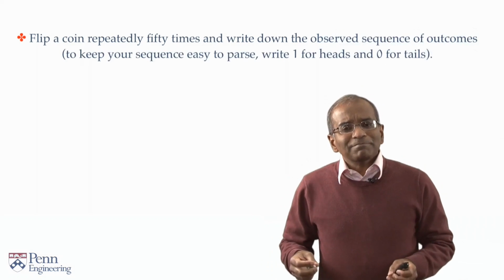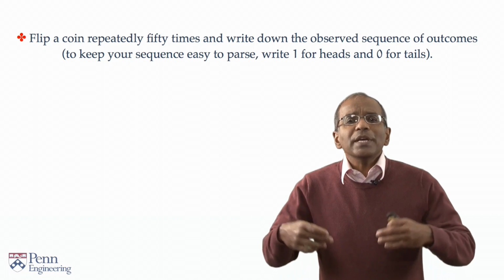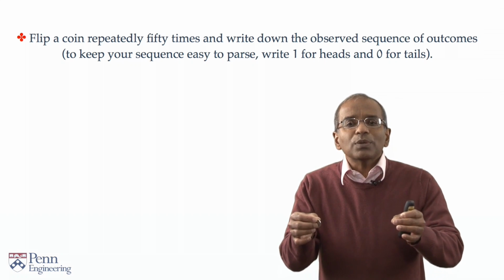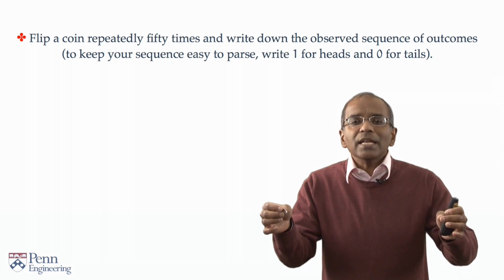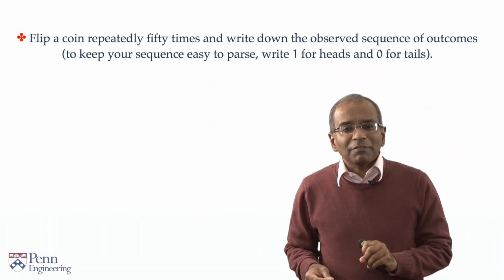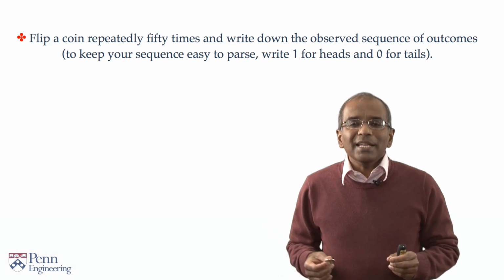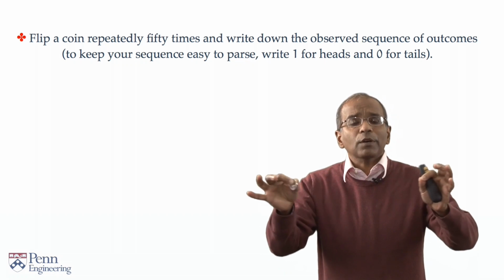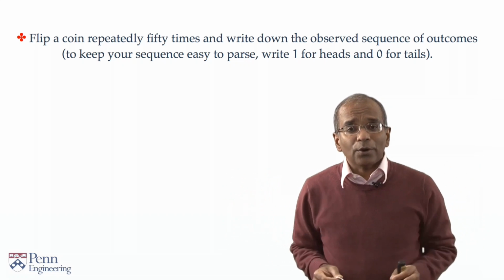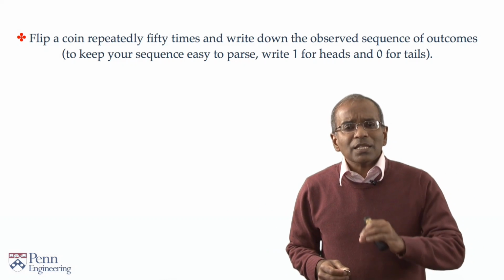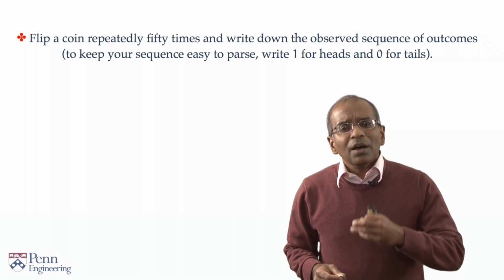Do the following. Take a coin, toss it repeatedly 50 times, and write down the sequence of successes and failures, heads and tails, that you observe. To keep life simple for yourself, write 1 for a head and 0 for a tail, and so what you will write is a long string of 50 ones and zeros. Do this now. Pause the lecture, and when you've completed writing your sequence, restart.